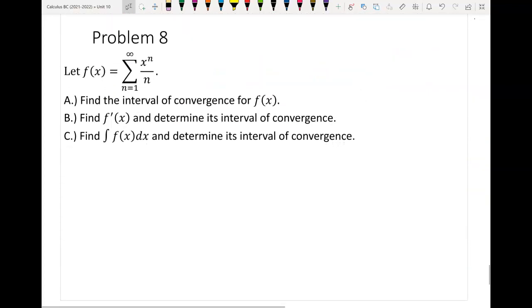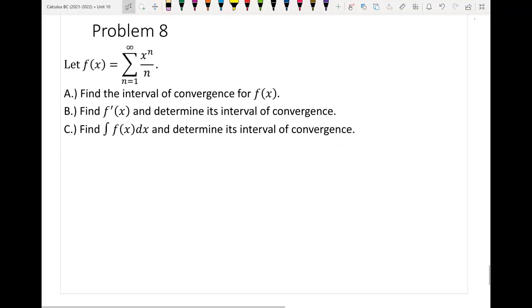All right, last problem. On this one, we have our function as a power series here. They want us to find the interval of convergence for f of x. And then we're going to find the derivative of f and determine its interval of convergence, and then find the integral of f and determine its interval of convergence. So let's start with A, the interval of convergence for f.